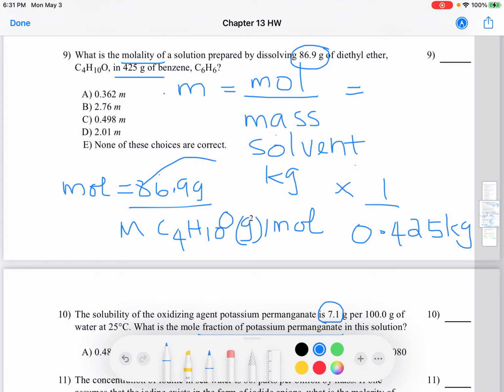So you calculate the number of moles using this part and then put that number of moles calculation over here. I just put 1 to represent there is something there, and then you divide it by 0.425 kilograms. That will give you the molality of the solution. Okay.